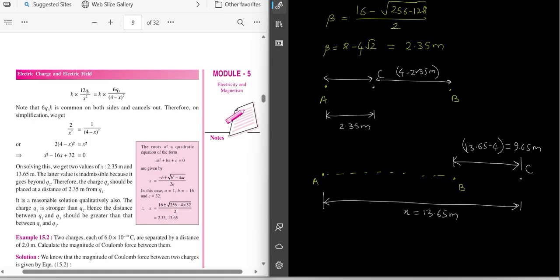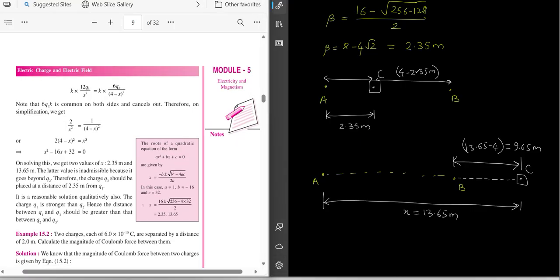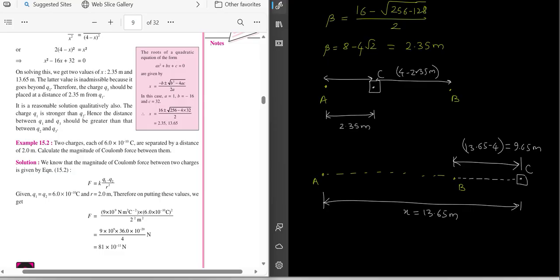So it can be away from them. It need not be between them. It can be between them when it is at 2.35 meter away from A, or it can be on the extended line of A and B and away from both of them. So total 13.65 meter from A. In both these situations, this charge at C will not experience any force due to charges A and B. That is the solution.